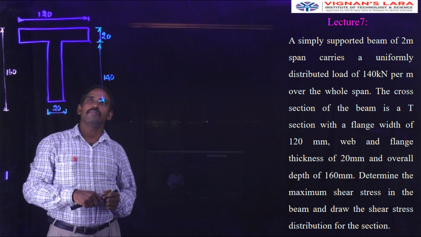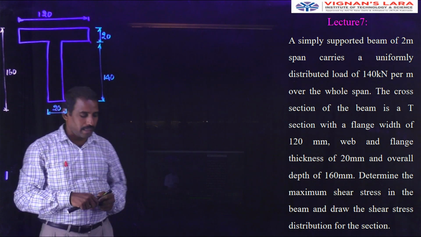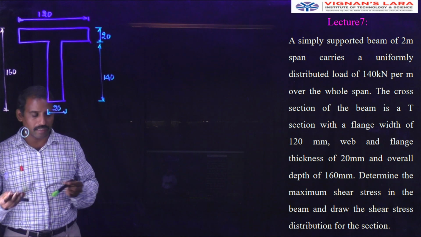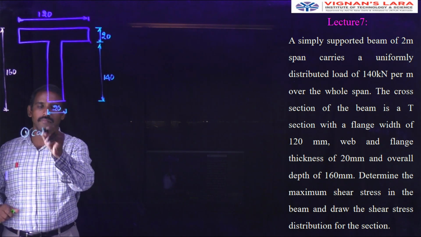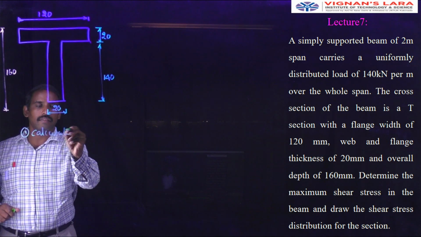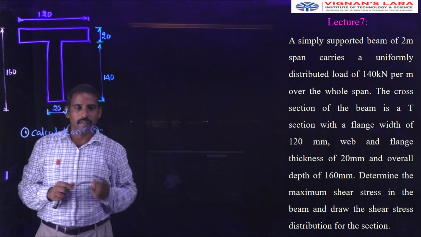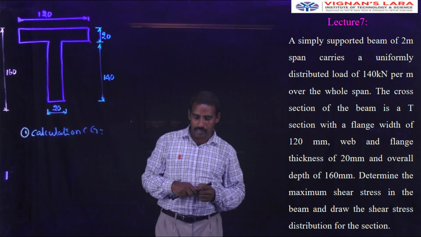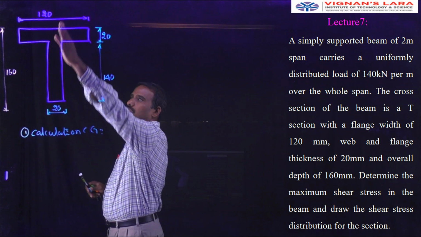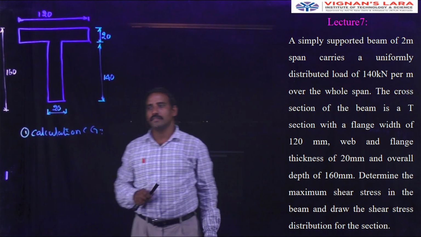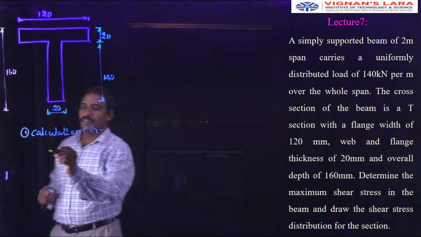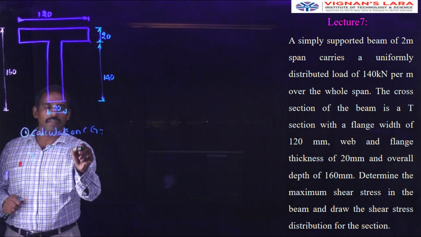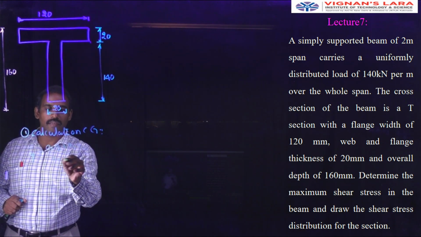Here initially we have to calculate the centroid. The first step is calculation of the centroid for locating the neutral axis. Why do we have to calculate the centroid? To know the position of the neutral axis. Since it is symmetric about the y-axis, the centroid lies on the y-axis. Therefore, y bar is equal to (a1 y1 plus a2 y2) divided by (a1 plus a2).